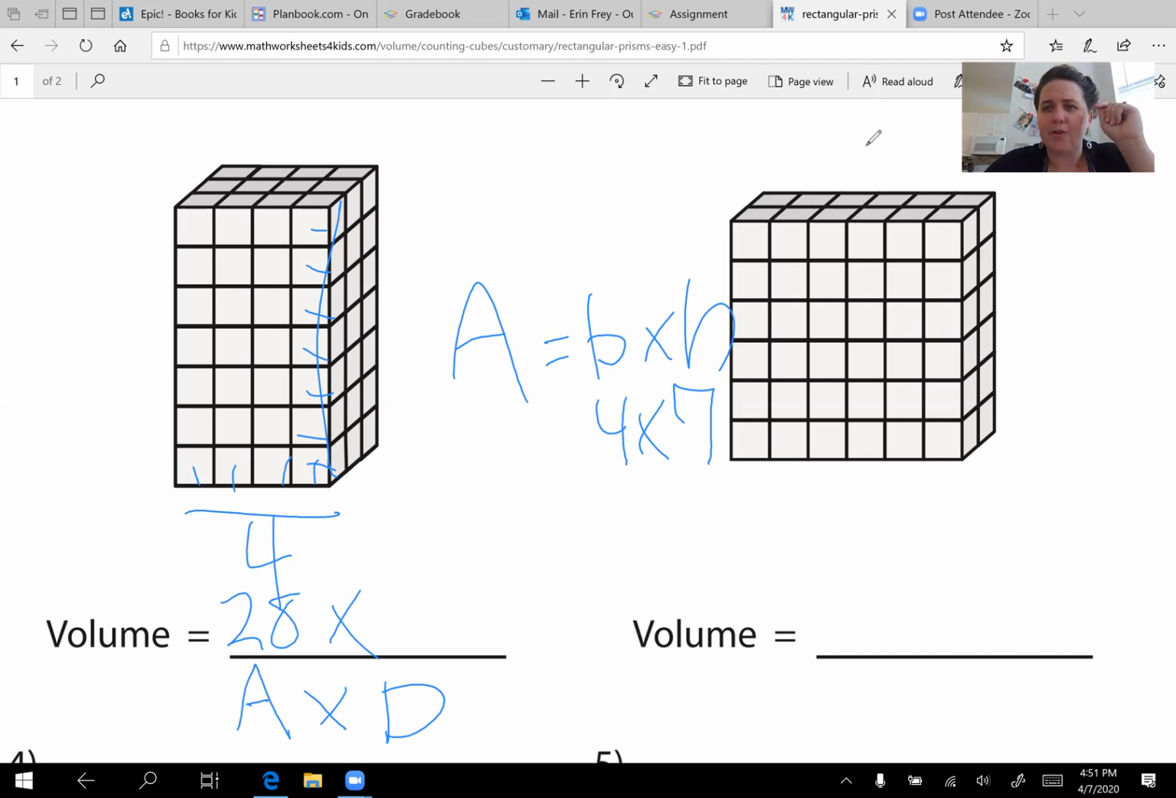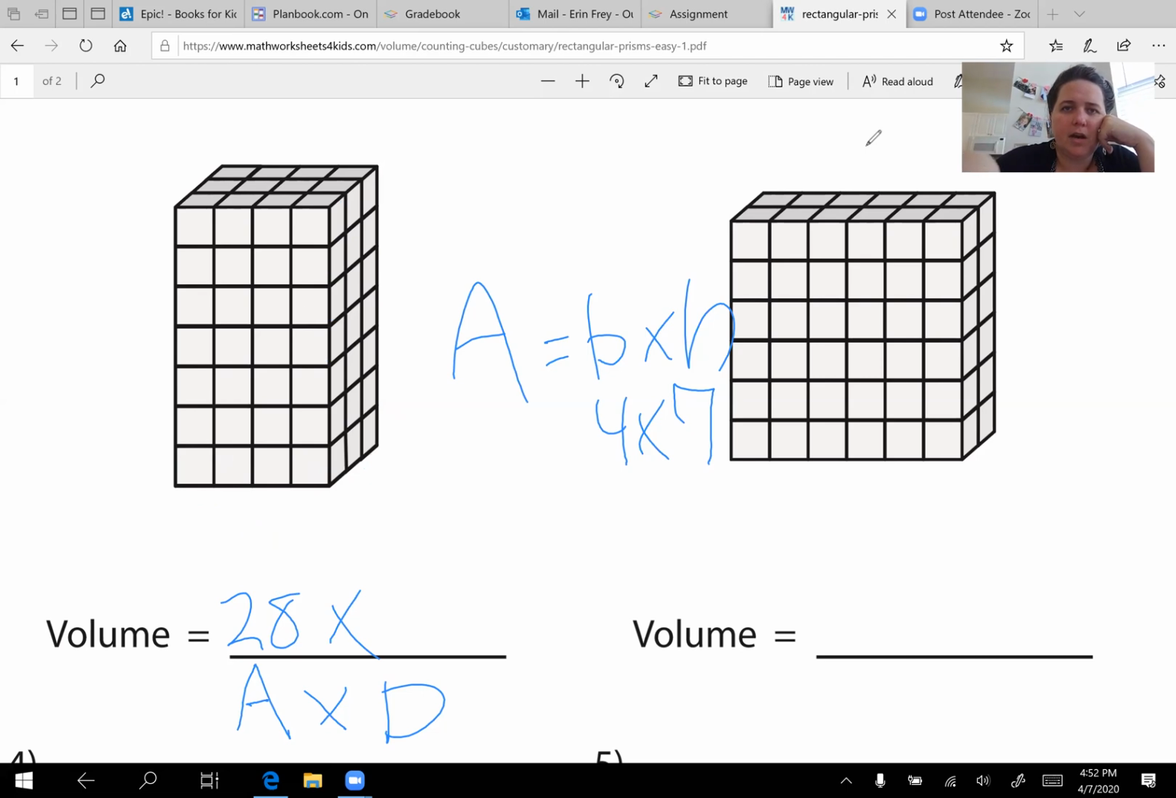And remember, the other word for depth is layers. The other word for depth means layers. So how many layers do you see in this shape? And I usually look here. Hold on, let me get my eraser. Where's my eraser? Erase this real quick.